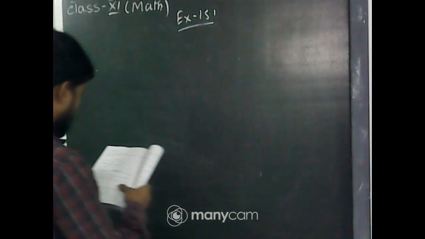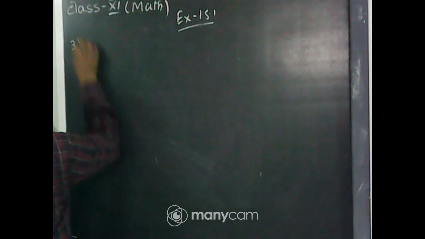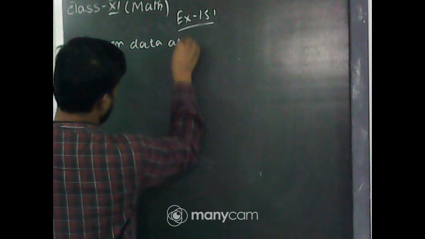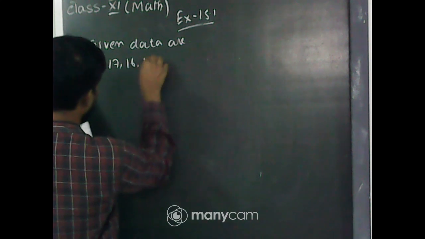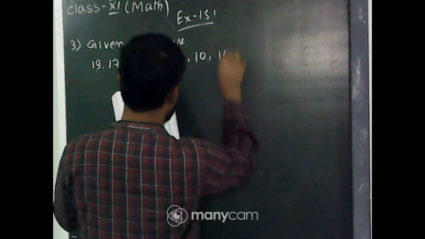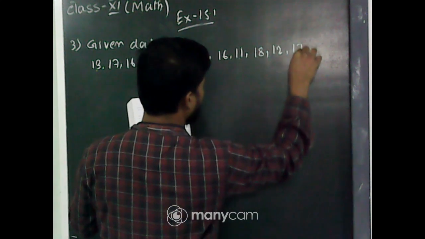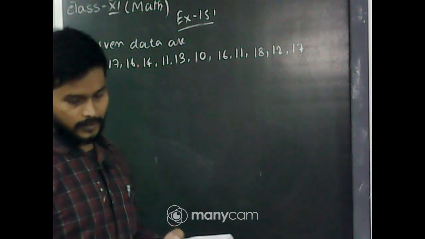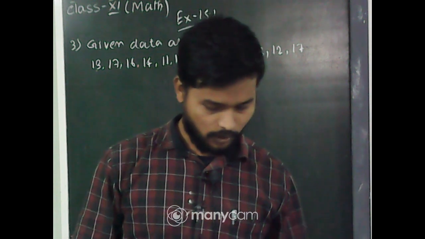Find the mean deviation about the median of the data, and the given data are 13, 17, 16, 14, 11, 13, 10, 16, 11, 18, 12 and 17. So, 1, 2, 3, 4, 5, 6, 7, 8, 9, 10, 11, 12. There are 12 data given here. So, we have to find the mean deviation of the data from the median.